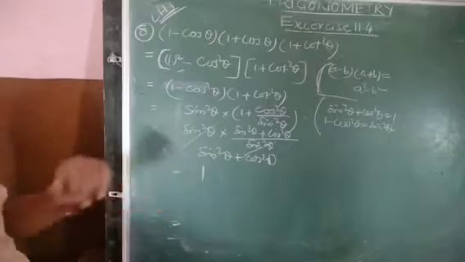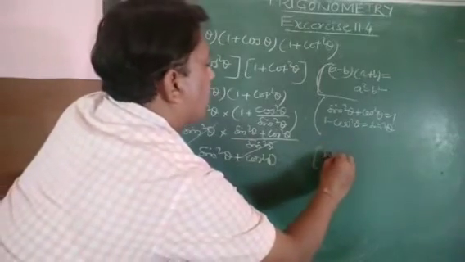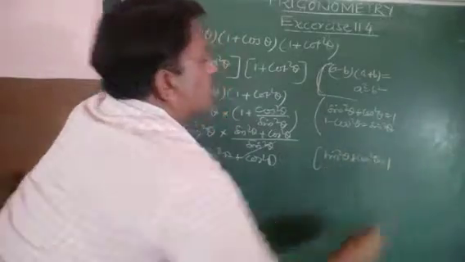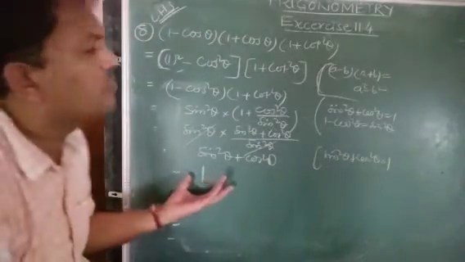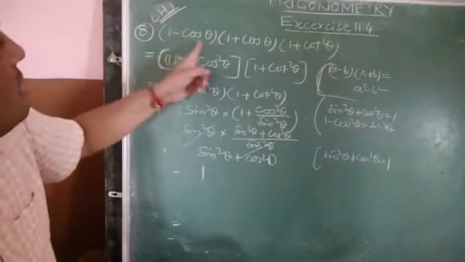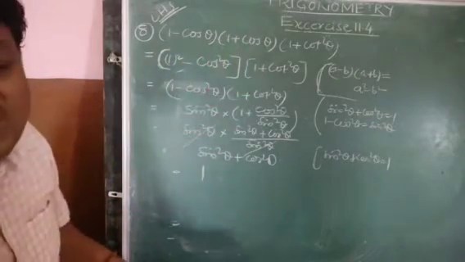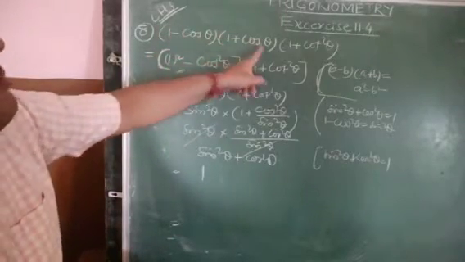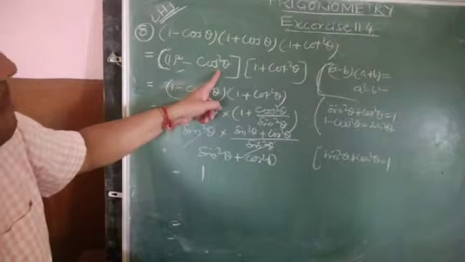I know that is equal to 1. How, children? Directly, sin square theta plus cos square theta is equal to 1. Simply, in one step it is simplified, children. No? Very simple. Just seeing 1 minus cos theta, 1 plus cos theta, the idea should be generated that A minus B into A plus B is A square minus B square.